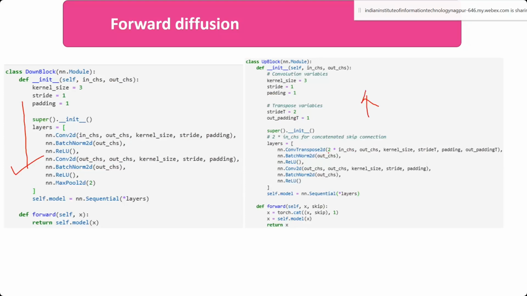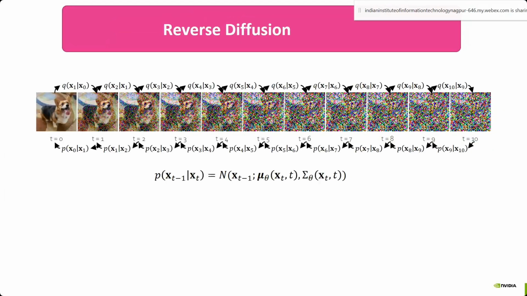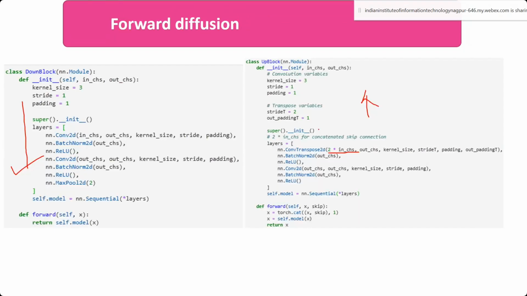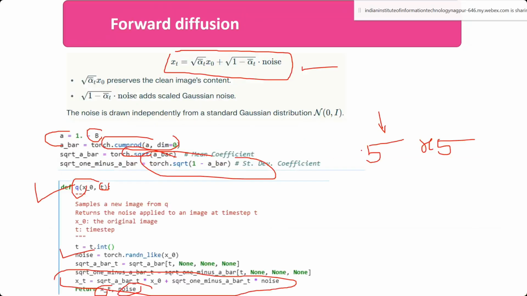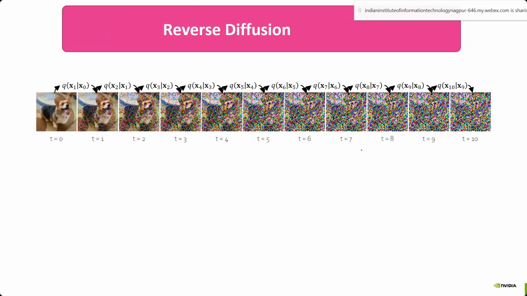Same 2 into channels, same. This would be the same one. The only change is in the Q function and the reverse diffusion process. Forward diffusion, Q, and reverse Q. This was the Q function. You have in your model this Q function, and you have here the reverse Q function.